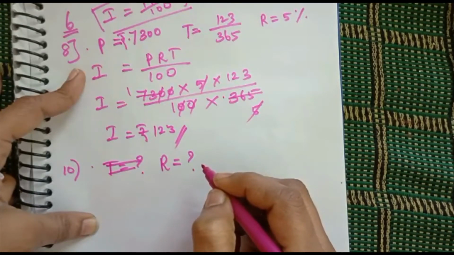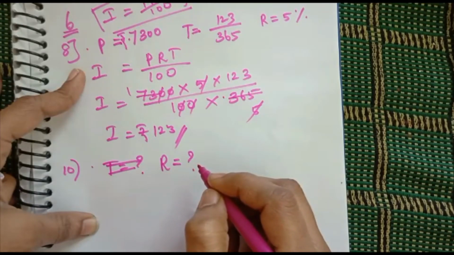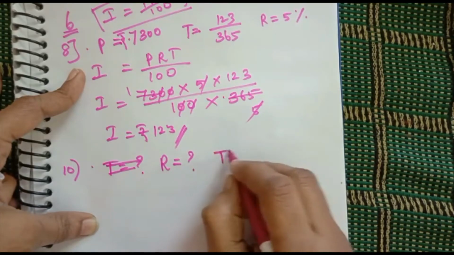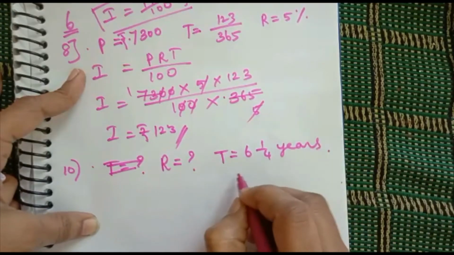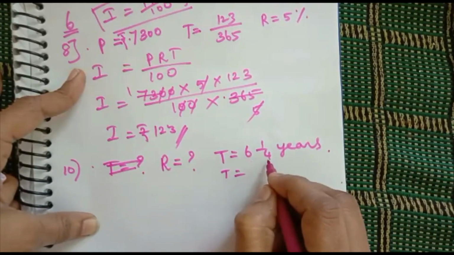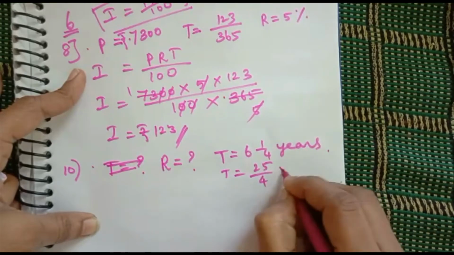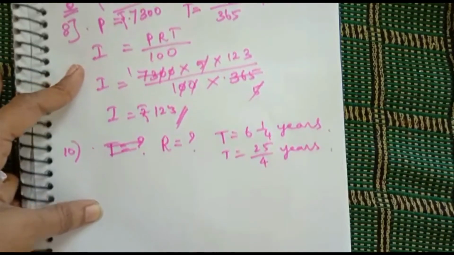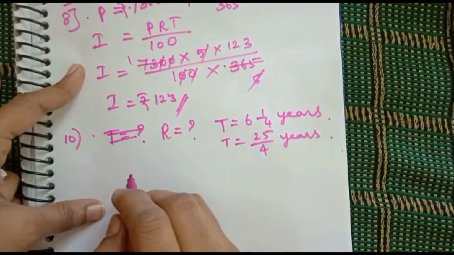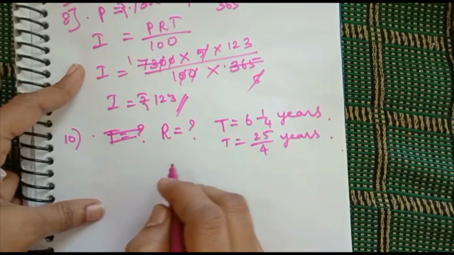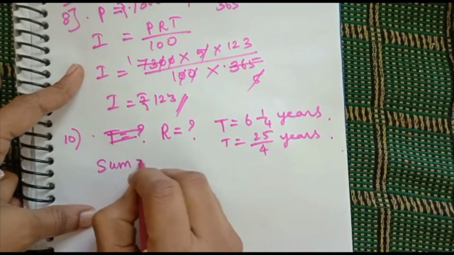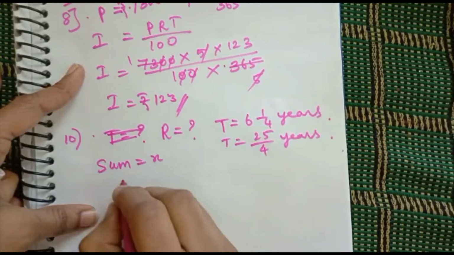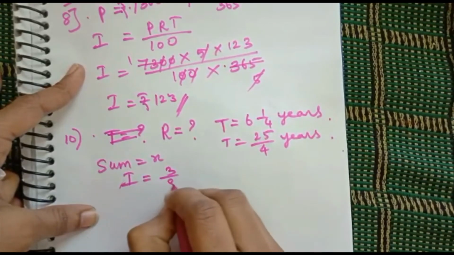Then we are given the simple interest at the end of 6 1/4 years. 6 1/4 years means T is equal to 6 1/4 years, that is, 6 4s are 24, so 25/4 years. Then the simple interest at the end of 6 1/4 years becomes 3/8 of the sum. So take the sum as x. So I is equal to 3 by 8 of x.